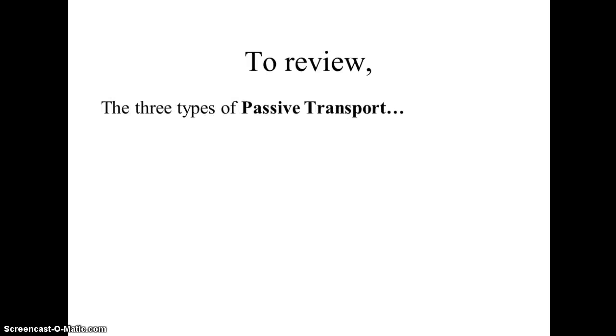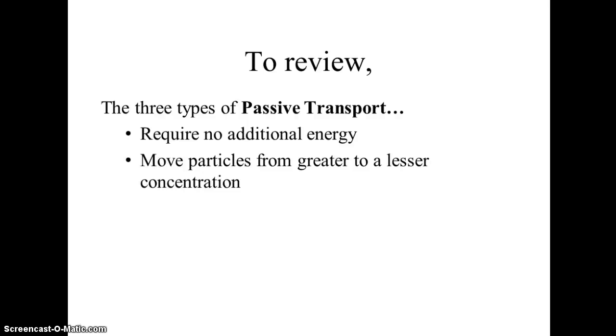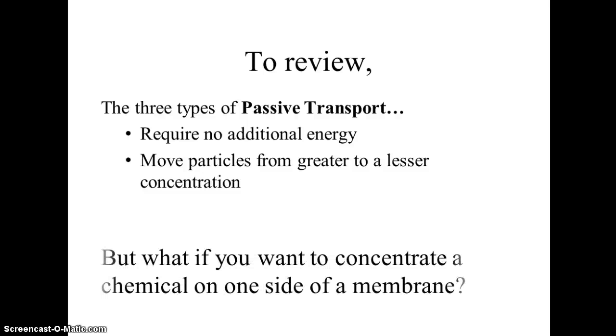To review then, the three types of passive transport do not require additional energy input, and they move particles from a greater to a lesser concentration. But there are times that our cells need to concentrate a chemical on one side of a membrane. And in order to do that, we need to look at a different mechanism. So our next video will be on active transport. And those are the ways that cells move materials across a membrane using energy in order to concentrate chemicals and increase the concentration on one side or another of the membrane.